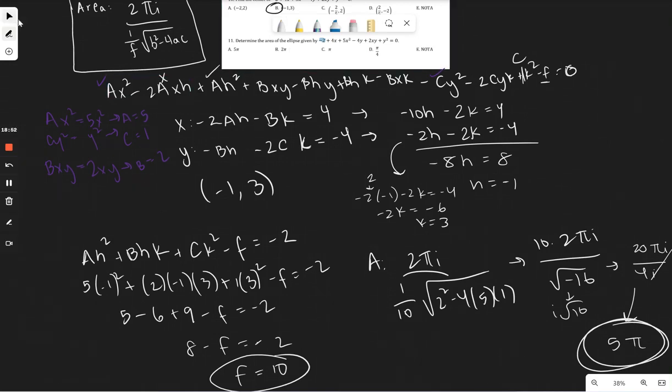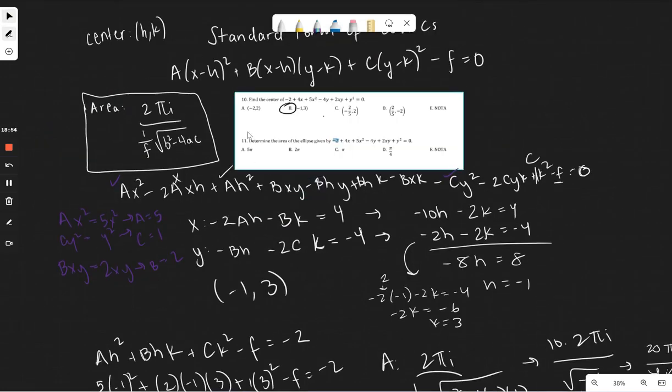Hopefully you thought this was helpful. I certainly think that this is a good thing to know. You will probably see a lot of questions on it. And it's not that scary. It looks really scary, but it's really not. It's just algebra. That's all it is.